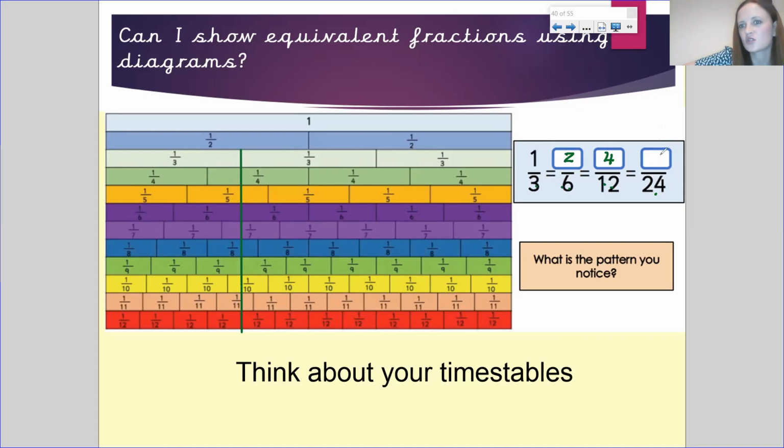Right, so your answer should have been 8. Because you can see each time it's doubling. So what happens to this one to get to there? You've times it by 2 and you've times that by 2. And it will get you to that number.